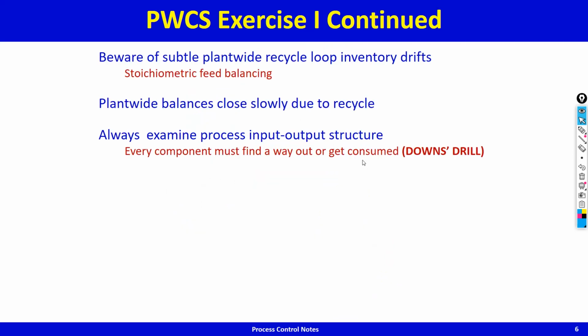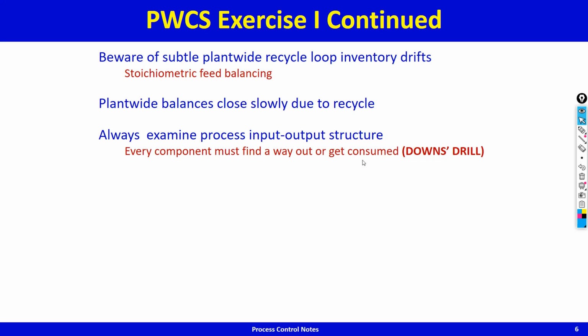Alright. The point is, the need for composition control is not very obvious to many people, and without that composition control there is the possibility of stoichiometric imbalance, and that stoichiometric imbalance will cause a slow, subtle drift in the excess reactant A or B in the recycle loop.